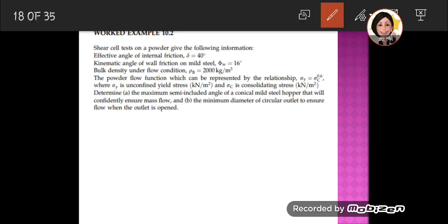Let's look into the worked example to understand how we use the equations that we have discussed in designing the hopper. So the question states, shear cell tests on a powder give the following information. So we have a kinematic angle, effective angle of internal friction is 40 degrees. Kinematic angle is this one, 16 degrees. Bulk density 2000, and the powder flow function is represented by this.